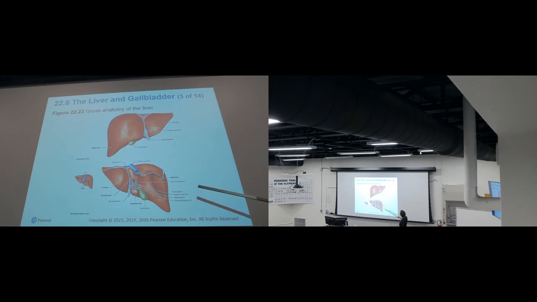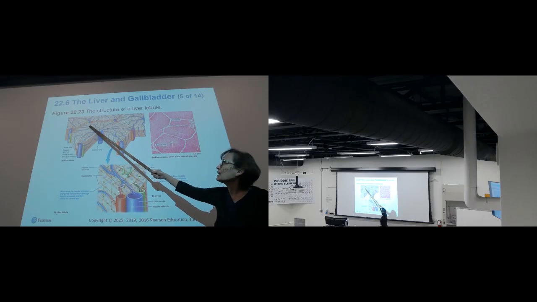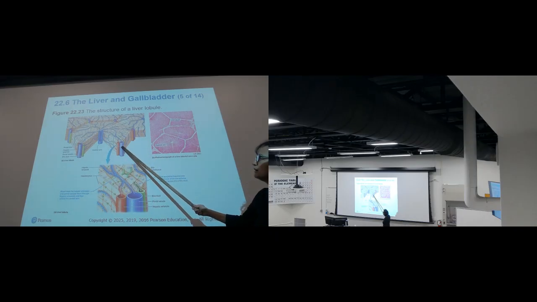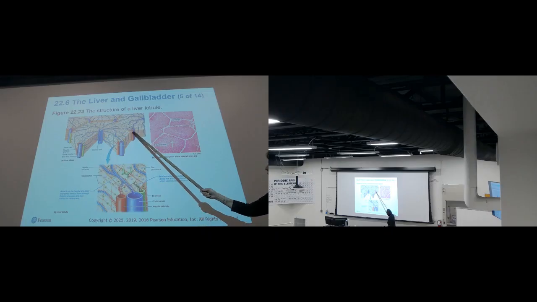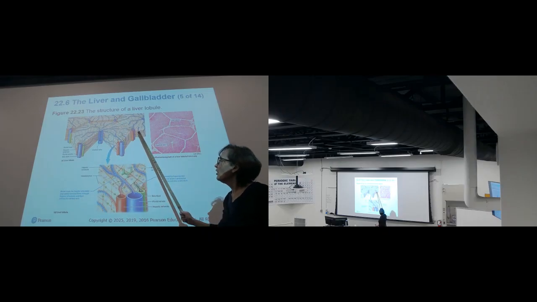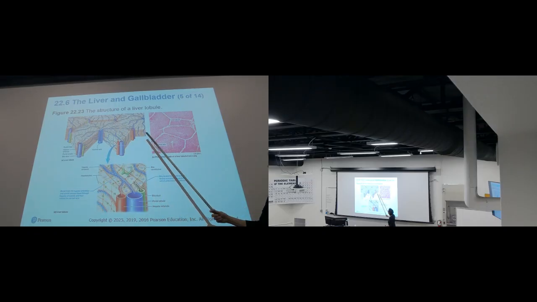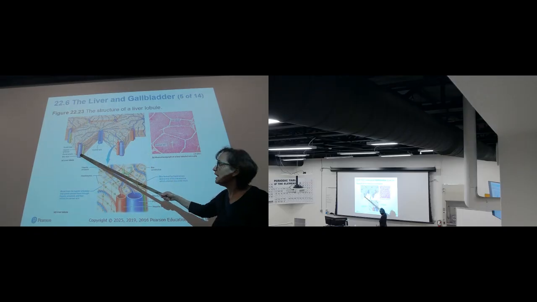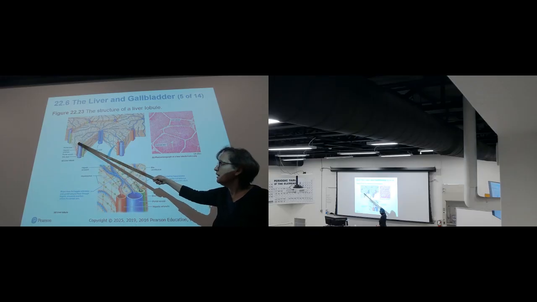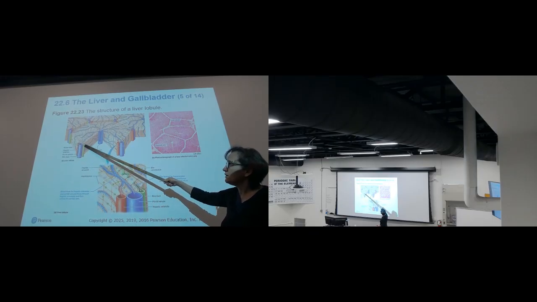If you take a section of the liver and you look at the histology, the units of the liver are lobules. Lobules have a hexagonal shape. And at every vertex of the hexagons, we have the portal triad. A portal triad is made by a hepatic arteriole, a portal venule, and a bile duct.